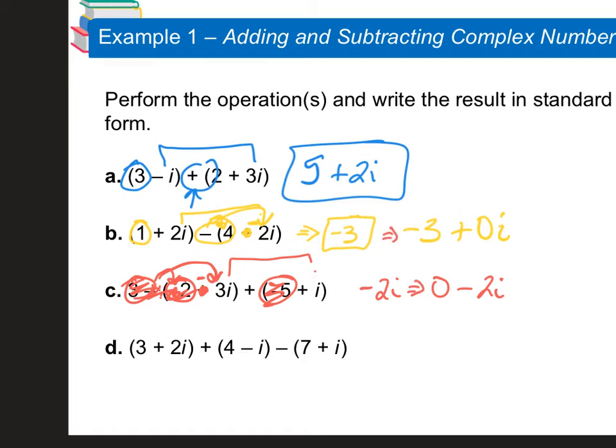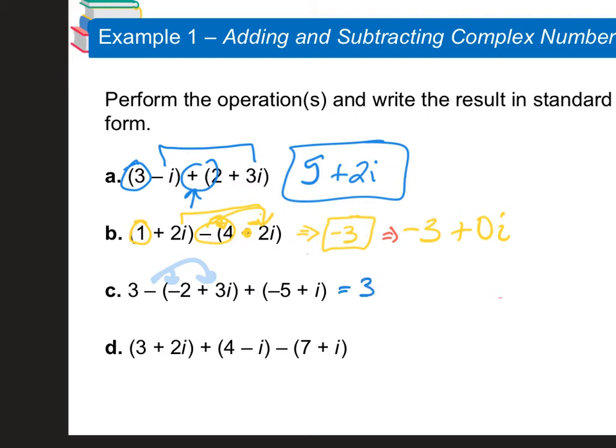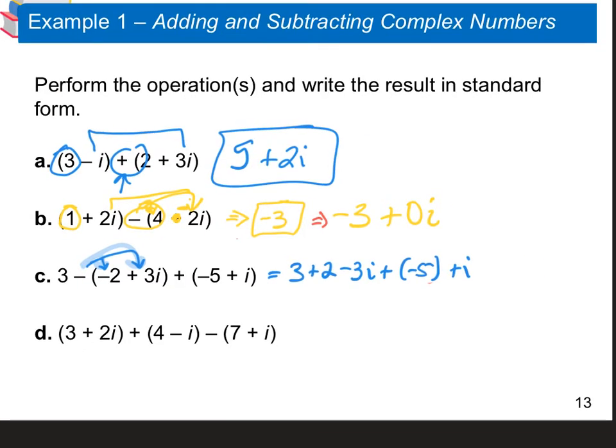Questions? Talk to me. Yeah, 2 minus 5 is not 0, right? Okay, so let's do it again. I'll write it out so you can see it. If I distribute this negative sign, I have 3. If I distribute this negative, this negative 2 becomes what? Plus 2. Then this becomes negative 3i. And then I have plus negative 5 plus i. So combine your like terms.